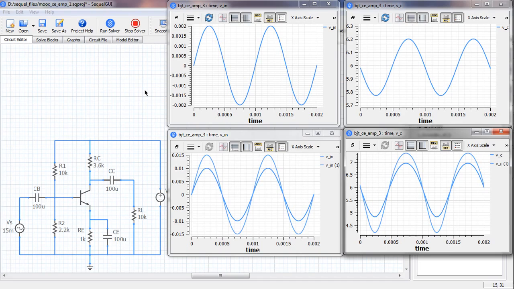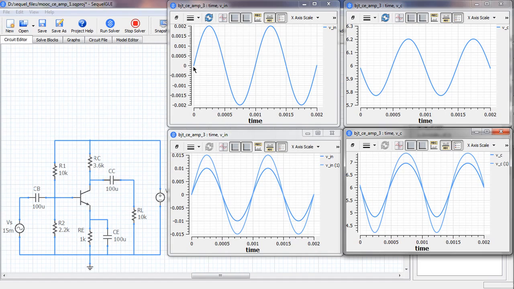What happens if we increase the input voltage amplitude? Two things. One, the output voltage amplitude, or the collector voltage amplitude, will increase. Second, if the input amplitude is too large, then our small signal approximation may not hold anymore, and that will lead to some distortion in the output voltage, or the voltage at the collector. So let us look at these points now.